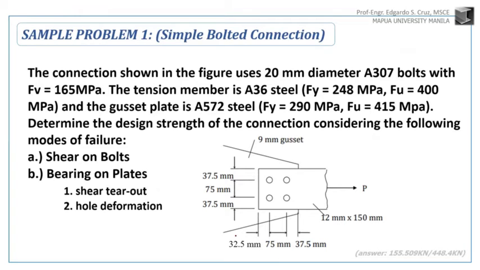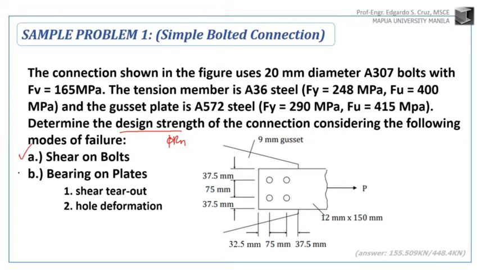Let's take a look at sample problem number 1. This is an example that we solved before during module 1. During module 1, we analyzed this connection against tension failure: GSY, NSF, and block shear. This time, we will resolve this problem, but we will consider different failure limit states. We're asked to determine the design strength, that means phi Rn, based on the following failures.